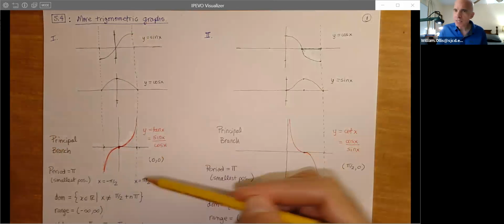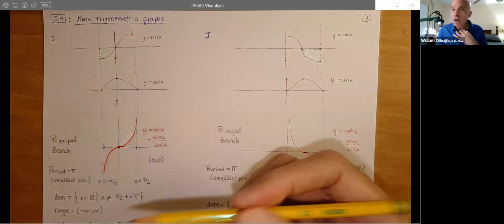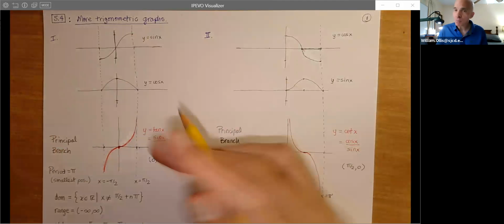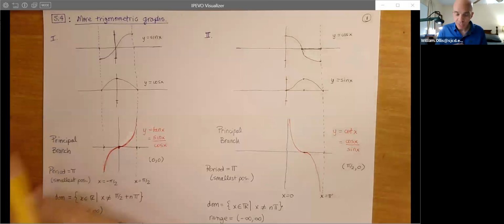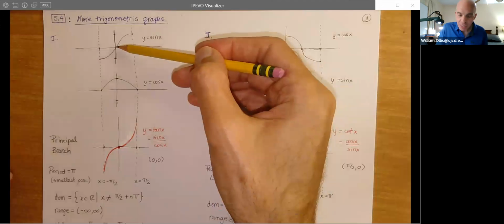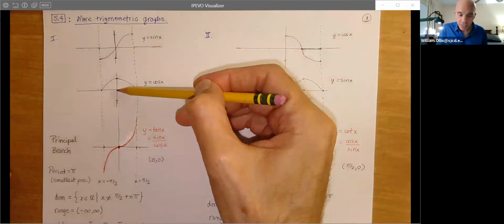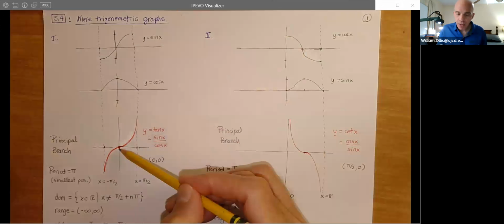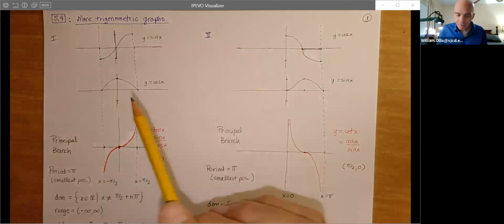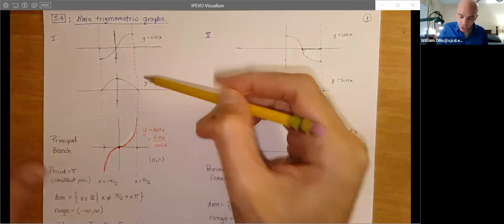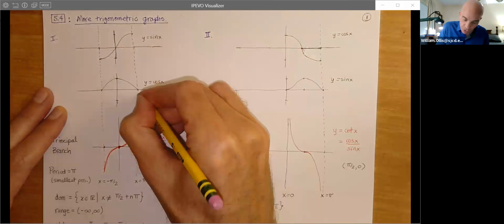And so we can look at the rendering of the actual parent function for tangent based upon some graphical interpretations. So notice here, we have the sine of 0 and the cosine of 0. That's 0 divided by 1, which just gives us 0. But what we're seeing here is that we have a 0 of the cosine at pi over 2. I'll write this in, pi over 2.